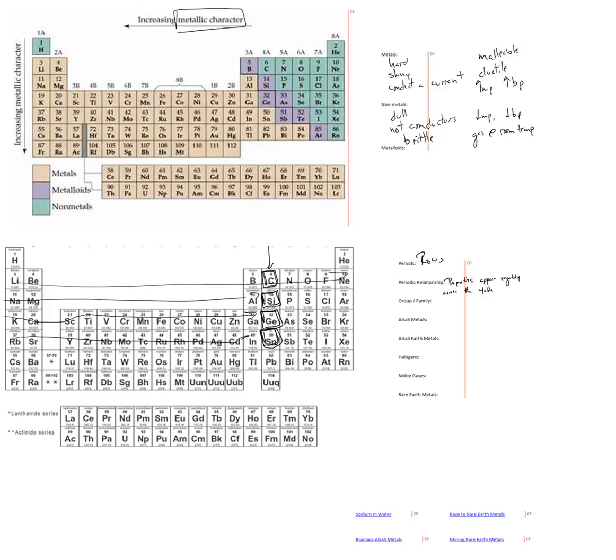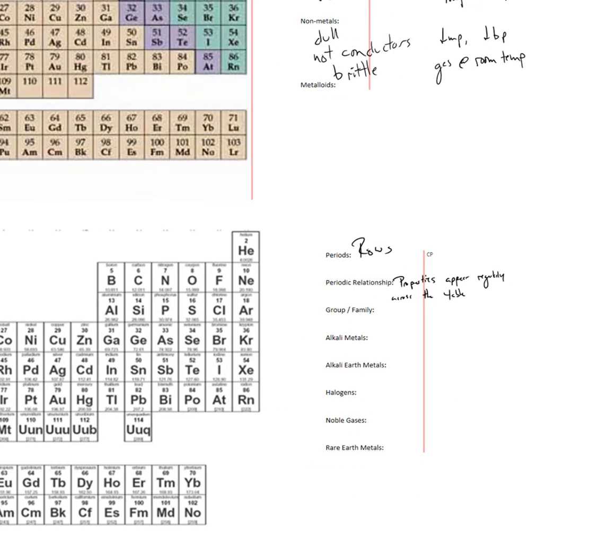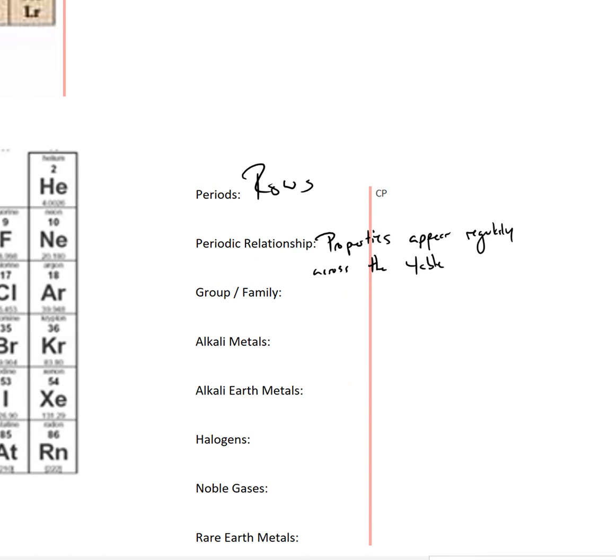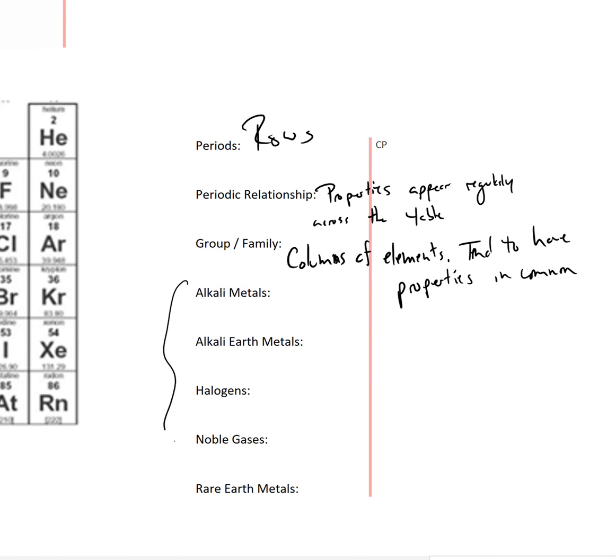So that's what I mean by a periodic relationship: elements that are in the same column, or that appear at regular intervals, share a lot of properties in common. And those are the ways we maybe want to classify this table. So we call groups or families the columns on the periodic table. Columns of elements, and these tend to have properties in common. So let's look at a handful of these groups on the periodic table.